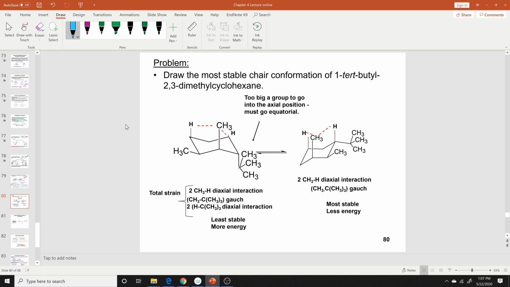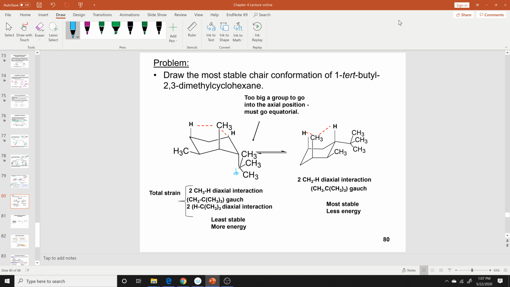Always make sure, if you have a bulky group, like a tertiary butyl group in this case, that your bulky group is always on the equatorial, no matter what. So here my bulky group is on the axial. Flip it, make it equatorial.